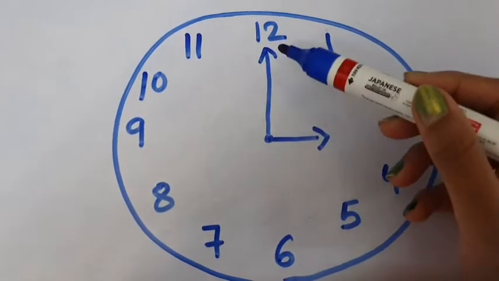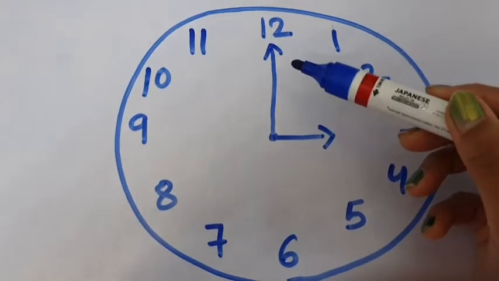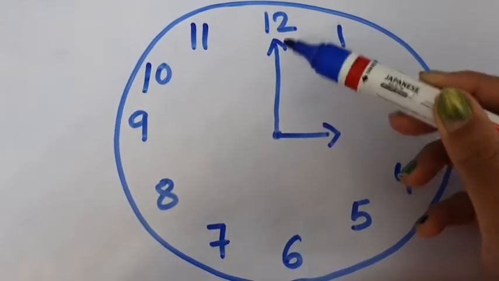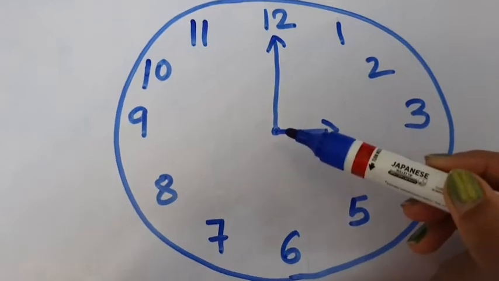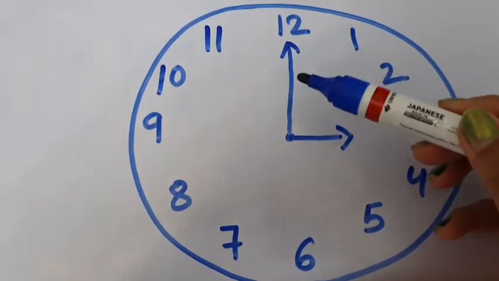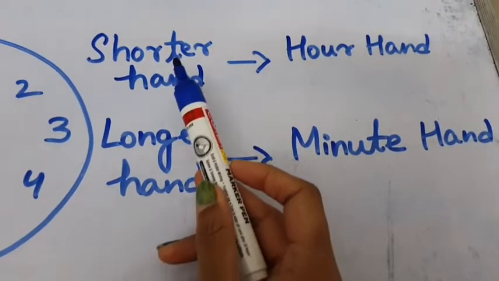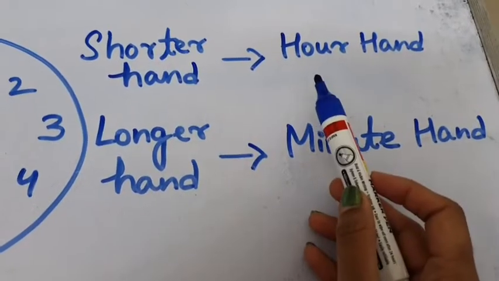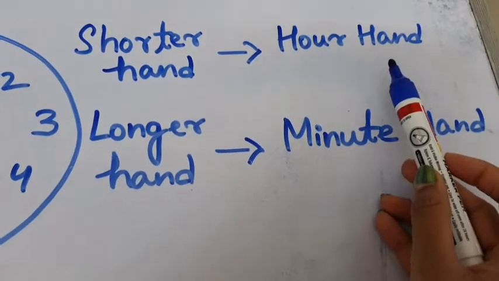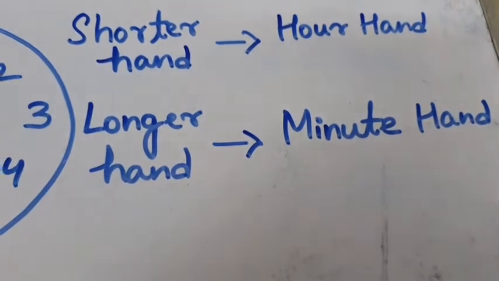Okay? And this is the longer hand. It tells us the minute. So it is called the minute hand. Shorter hand, hour hand, longer hand, minute hand. Okay? Shorter hand is known as the hour hand, and longer hand is known as the minute hand.